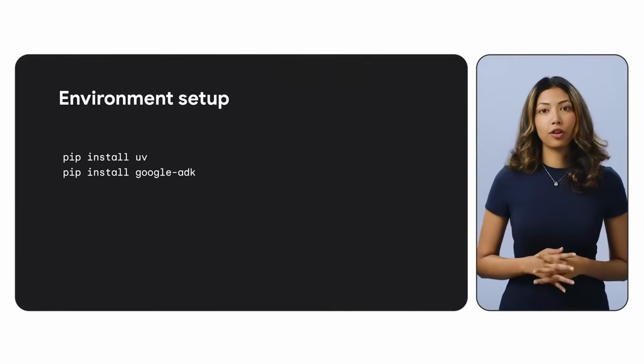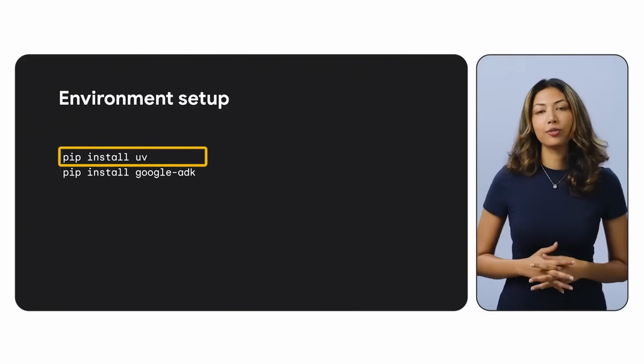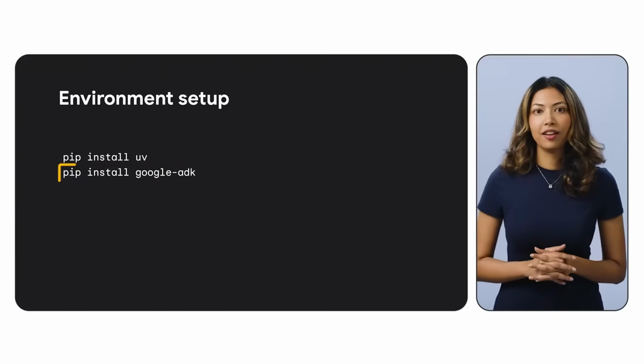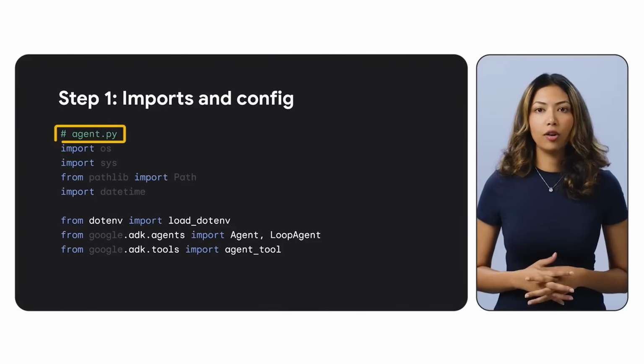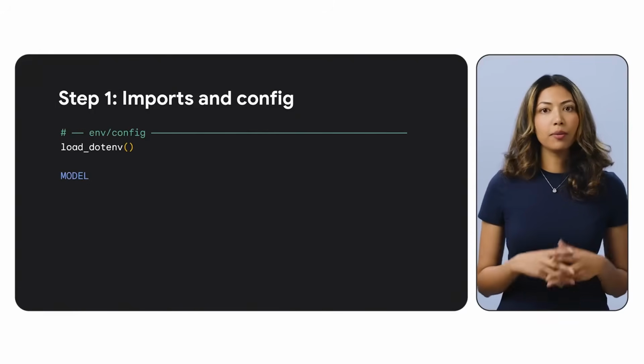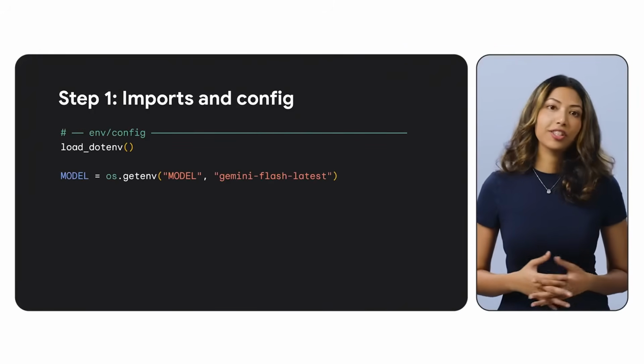First off, you need to install UV. You can do that by running the command right here. Secondly, you need to install Google ADK because we need to obviously use ADK in this. And then let's create a file called agent.py in your IDE. We need to import these key libraries, and then we can start building out our very first agent.